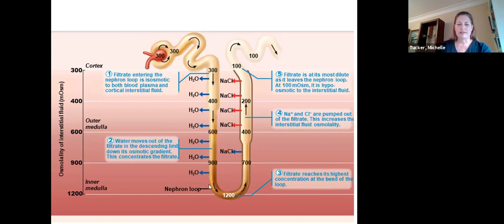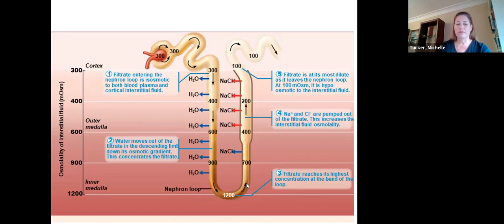We start going down the descending limb. Water can move, salt cannot. So water is going to move, and it is assisted by this gradient, but that's not the main function of this gradient. So the water is going to move into the interstitial fluid. It will be captured by the vasa recta and returned to the systemic circulation. Then when we get to this bottom loop, we're at peak osmolarity, because as the water moves, the salt cannot, and so it gets more and more concentrated.